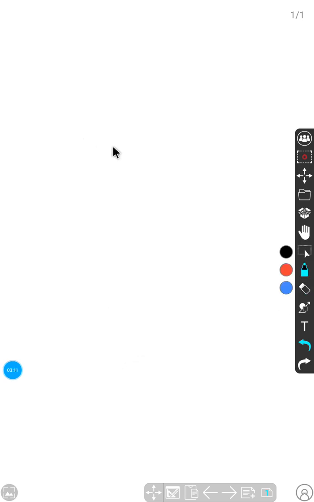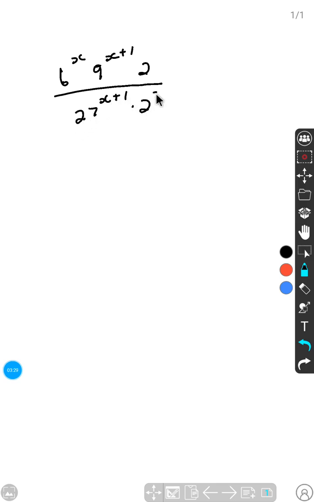Let's do our second question. This one, they want us to simplify. We have 6 to the power x, 9 to the power x plus 1 times 2, all over 27 to the power x plus 1 times 2 to the power x minus 1. If we change this, the 9 we can change.